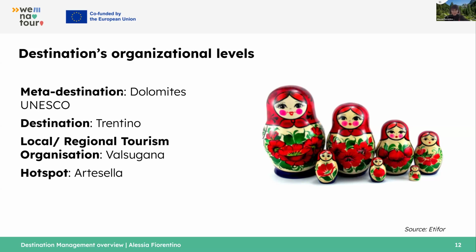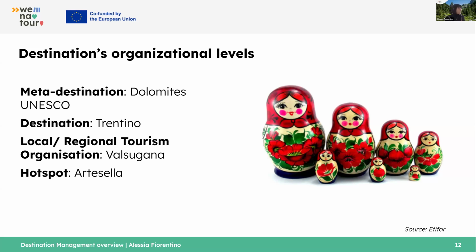So for instance, we have what we could call meta destinations. Valsugana is inside a bigger destination, which is the Dolomites, which is a UNESCO site. So there is an entity behind this. It is a UNESCO foundation, the Dolomites Foundation, which is guiding it. But the Dolomites UNESCO Foundation does not have a tourism development aim. Its aim is heritage protection.